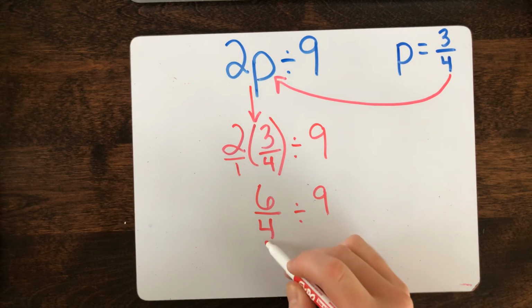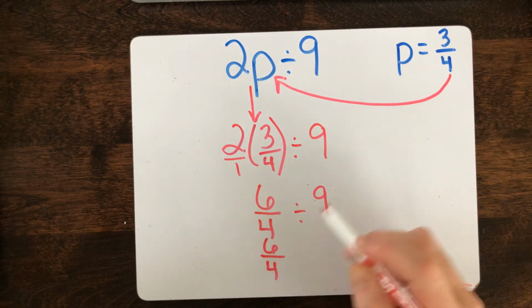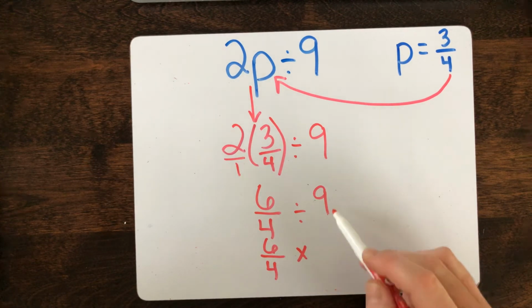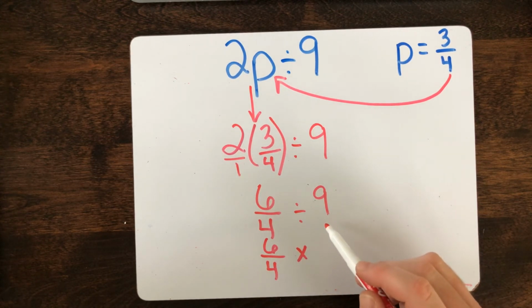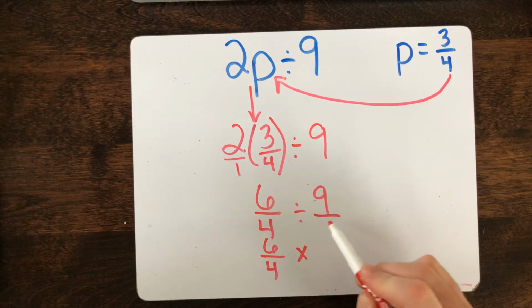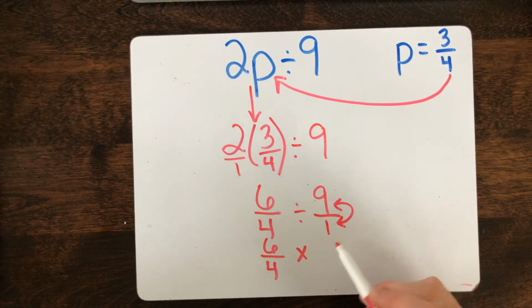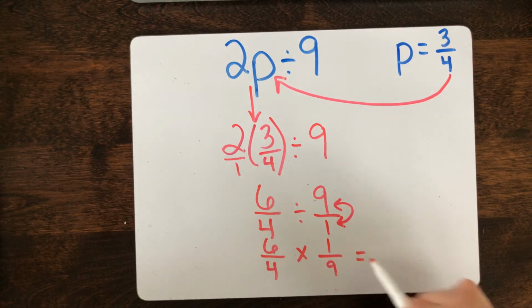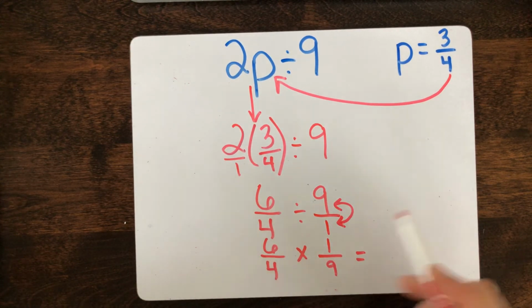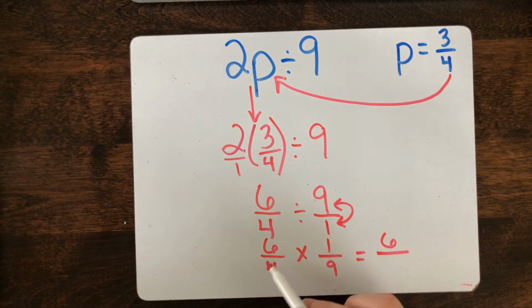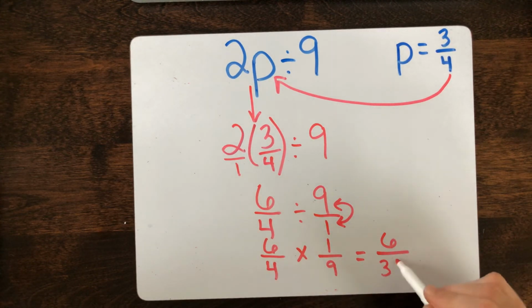So I'm going to keep the 6/4. I'm going to change division to multiplication. And in order to flip this whole number, I need to put the whole number over a 1. So flip it, and it becomes 1/9. So now I multiply straight across. 6 times 1 is 6. 9 times 4 is 36.